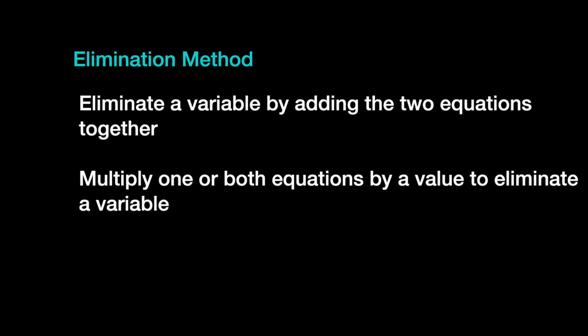Now sometimes the substitution method can be difficult to apply, so using elimination becomes a better method. In elimination, you will eliminate a variable by adding the two equations together. To do this, you'll have to multiply one or both equations by a value in order to eliminate a variable. Once you have added the equations and eliminated one variable, you'll be left with an equation that has only one type of variable in it. And we know how to solve one variable equations. Let's give it a try.